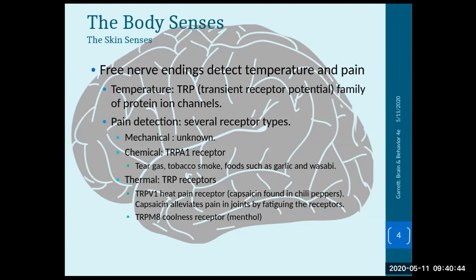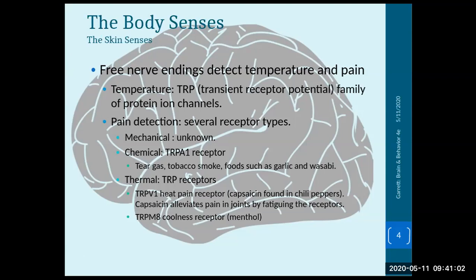Well, remember that capsaicin activates this receptor. So if you overstimulate it and put capsaicin in the rub, what it does is it fatigues the receptors so they get tired out and they stop responding, and you get the relief from the pain. So that's how that works.